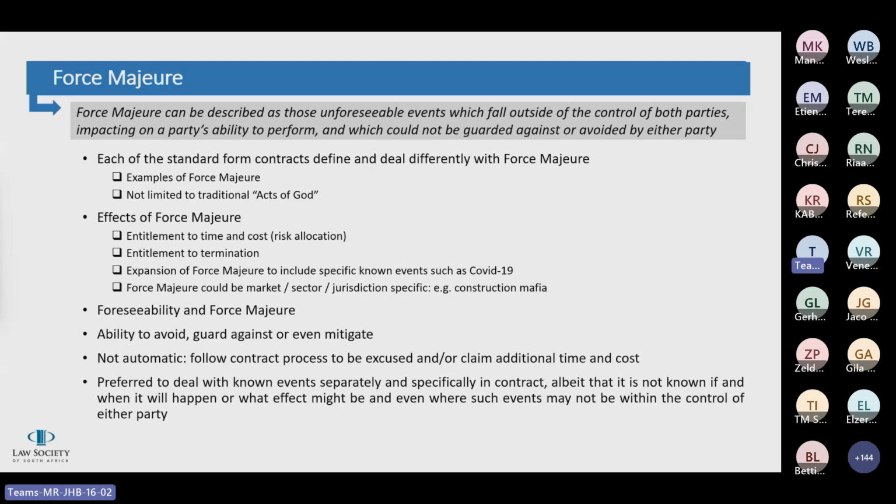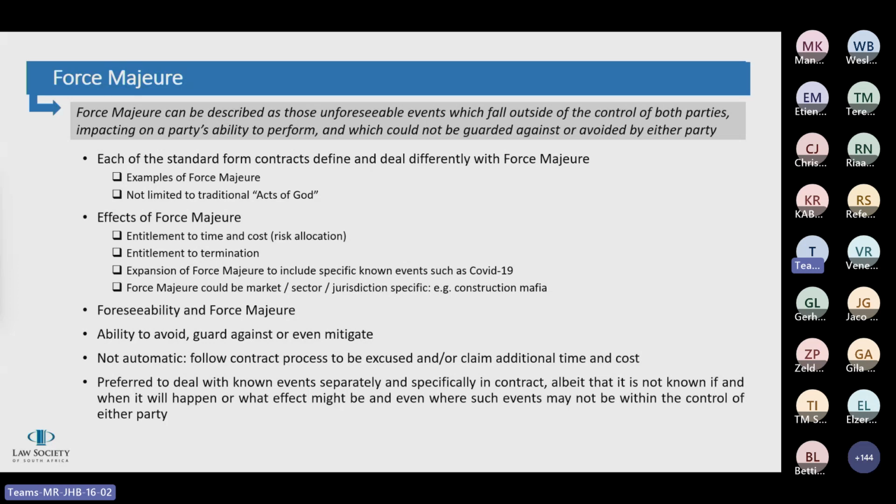Safe to say that it is important to ensure that your force majeure clause is properly drafted, properly defined, and properly includes or excludes specific events in accordance with the party's chosen risk regime. So force majeure could also be market sector and jurisdiction specific. In South Africa, we have sector-specific risks, which we already ran through, which could fall within the broader definition of force majeure as it is drafted under standard construction contracts.